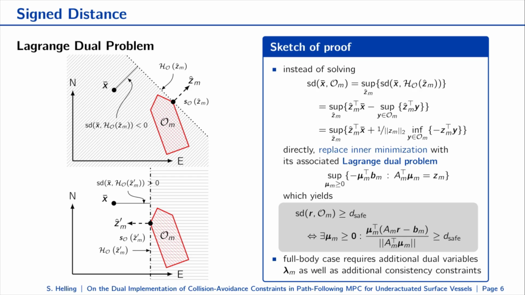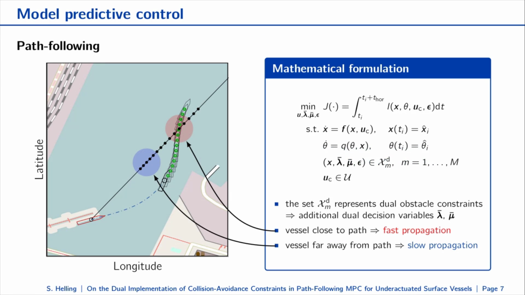If there is a mu such that the inequality holds, the signed distance is larger than the safety distance, and therefore collision avoidance between the controlled vessel, given as a point, and the obstacle is ensured. Now that we derived the dual collision avoidance constraints, we can take a closer look at the path-following MPC problem again. Using the dual approach, we have additional dual decision variables next to the control input u.